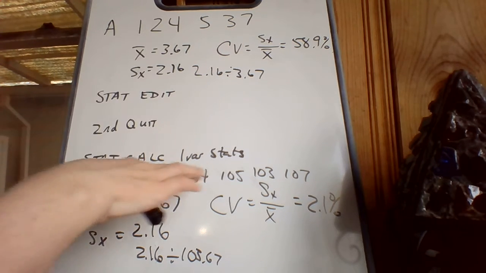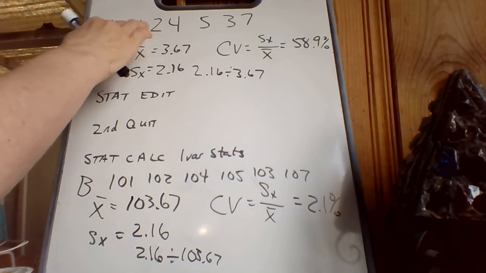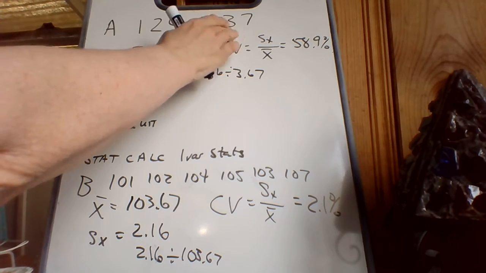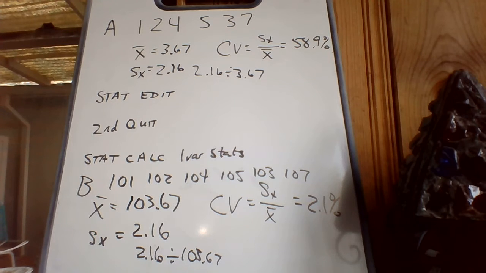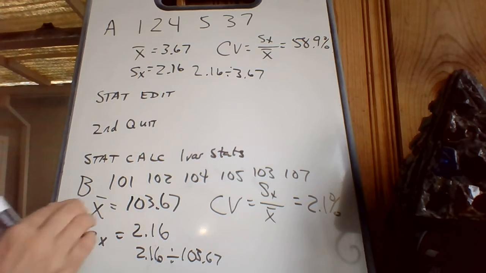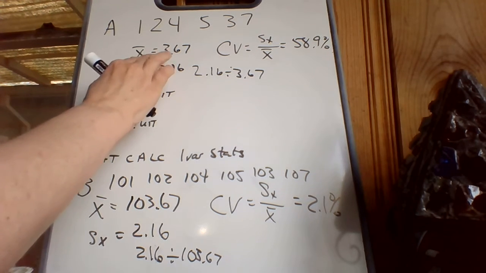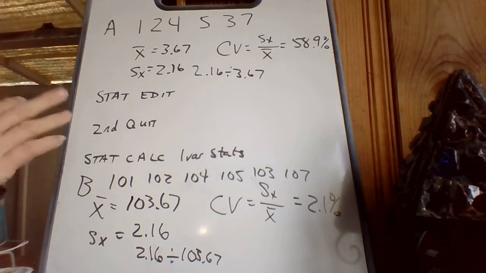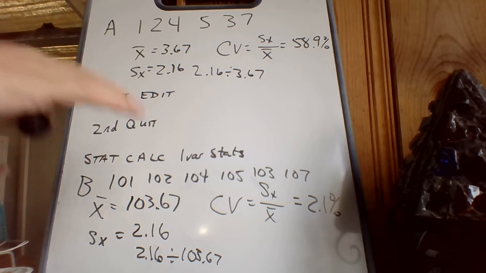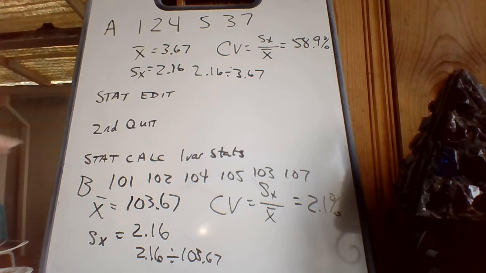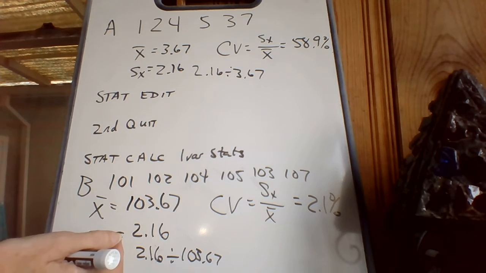except I added 100 to them to do the second list of numbers. So 101, 102, 104, 105, 103, 107. They're the same numbers. Okay, and so the mean came out about 100 more than that mean, and the standard deviation is the same because they all went up and down by exactly the same amount every time. So that's why the standard deviations come out the same.